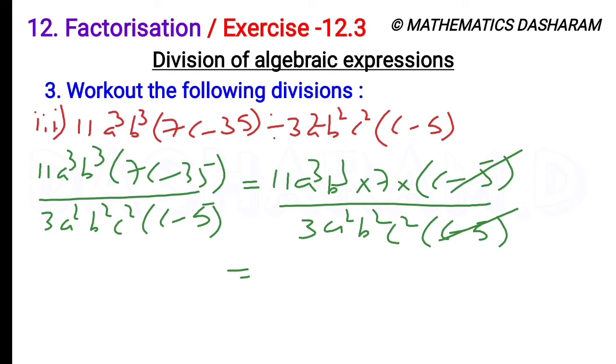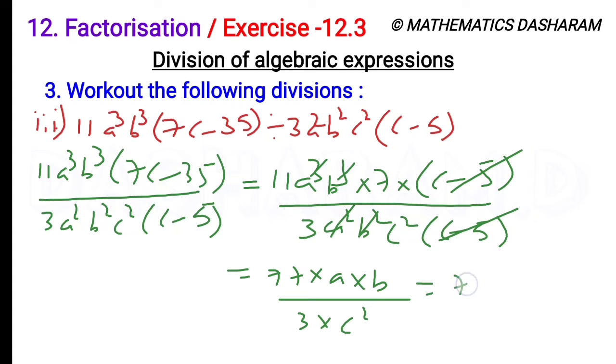So next 11 into 7, 77, and out of a cube, here a square will be cancelled, and b square also cancels. So a into b divided by 3 into c square. So 77ab divided by 3c square is the answer. Yeah, actually in the question we don't have a c square, so let me remove the c square. So 77ab divided by 3.